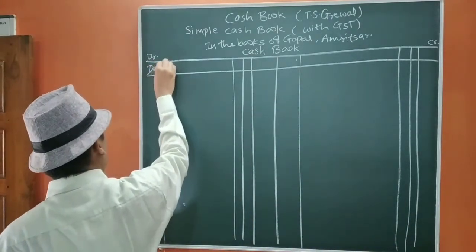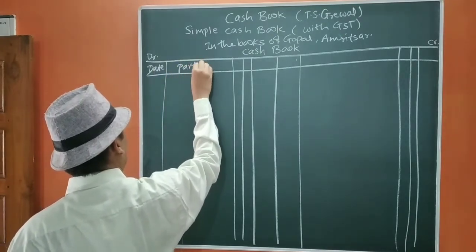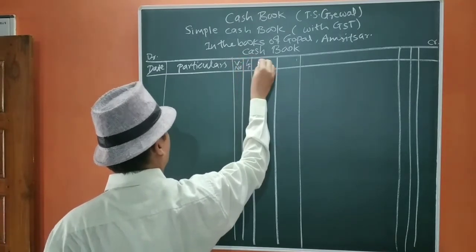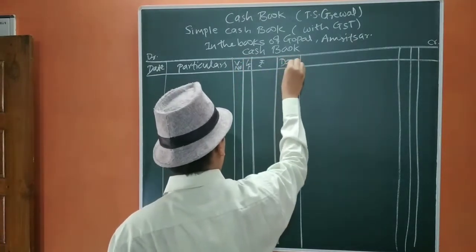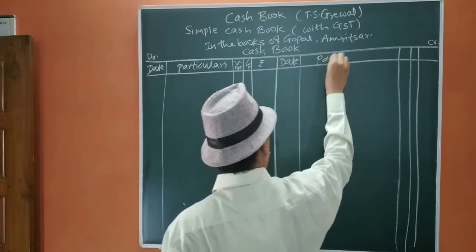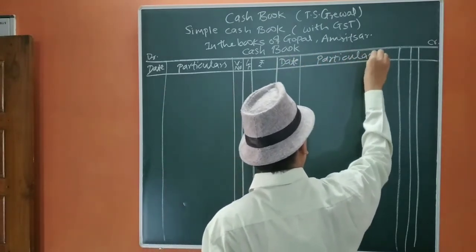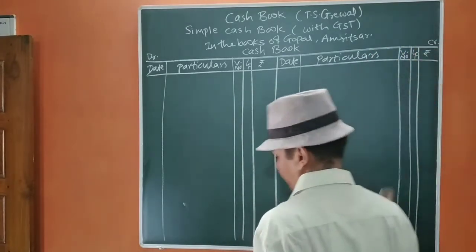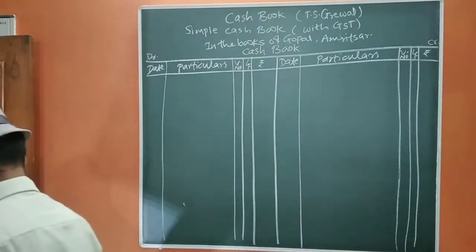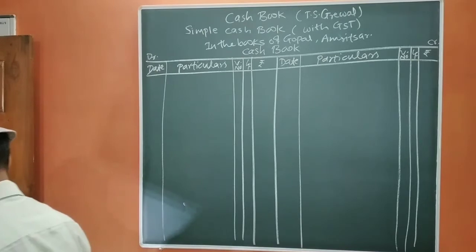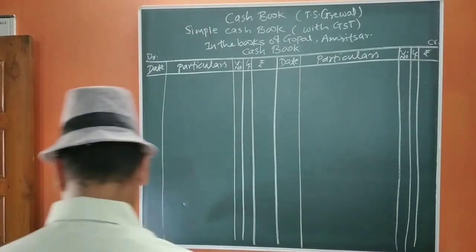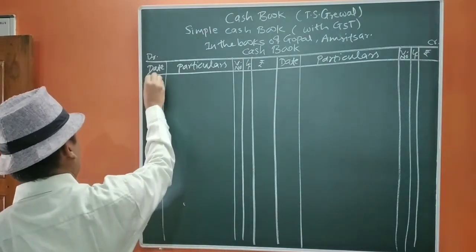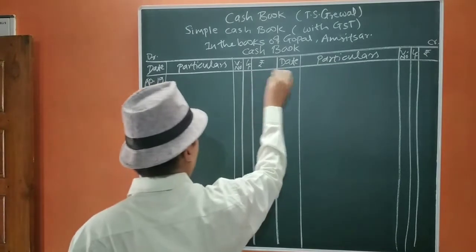Date, particulars, voucher number, LF, rupees, date, particulars, voucher number, LF, rupees. So let us start. Okay, it is April 2019.